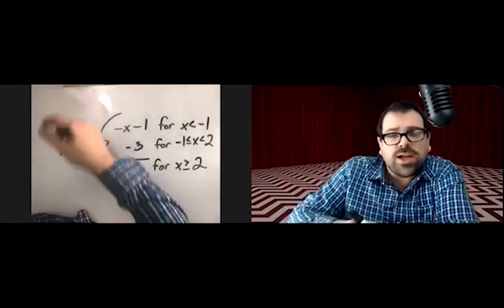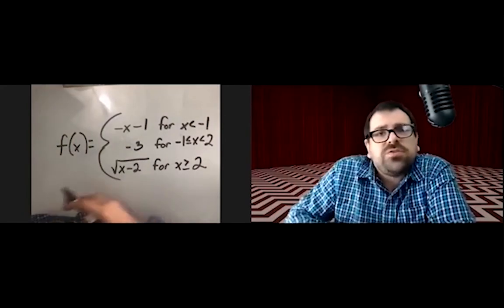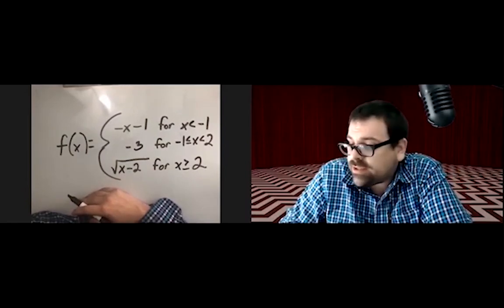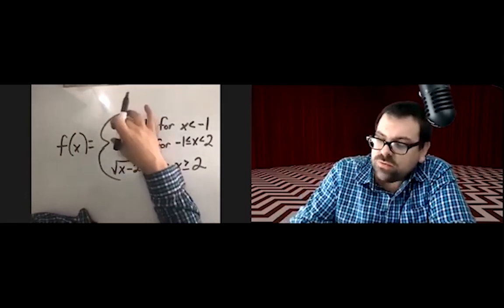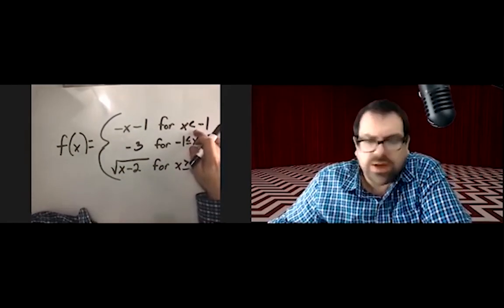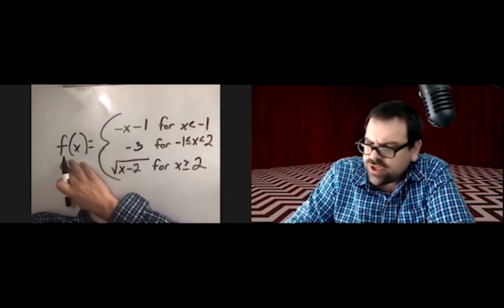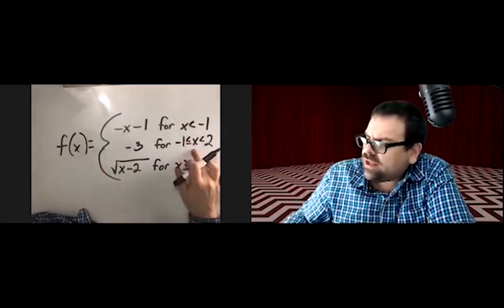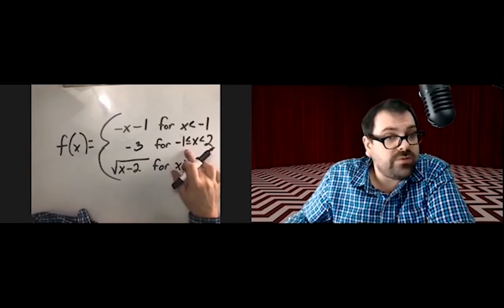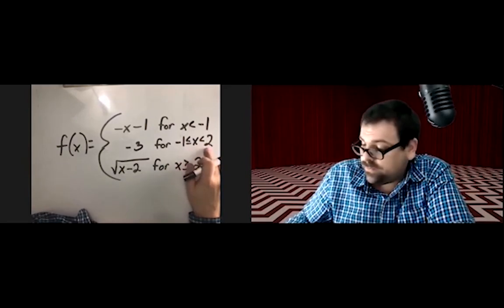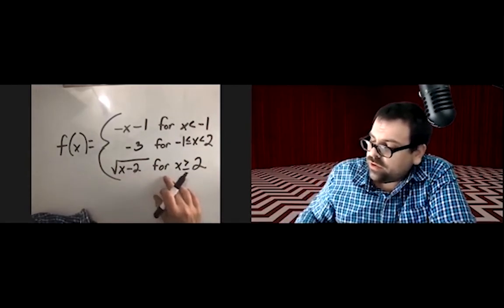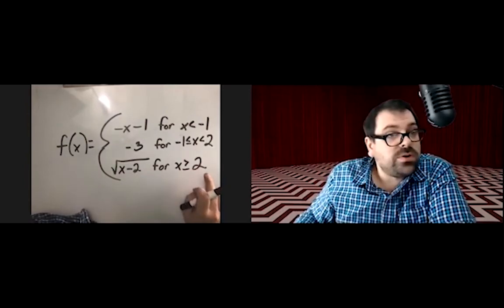But remember, just like that one I drew, between different values of x, we'll have one of these different pieces. So the function is equal to negative x minus 1 for all x less than negative 1. And the function is equal to negative 3 for all x between negative 1 and 2, equal to negative 1, but not equal to 2. And f of x equals the square root of x minus 2 for x greater than or equal to 2.